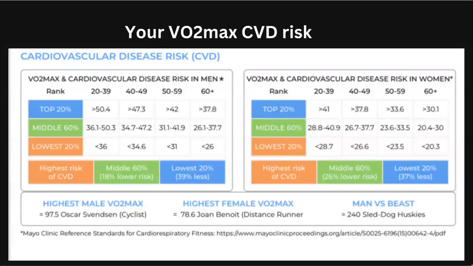All right, so VO2 max can be a predictor for cardiovascular disease, and you're going to find two charts here, one for men and one for women. So looking at your score aligned with your age group will provide you an idea of your current risks.